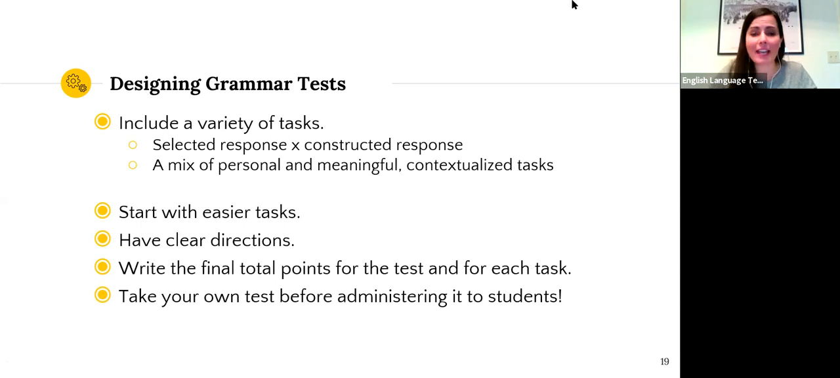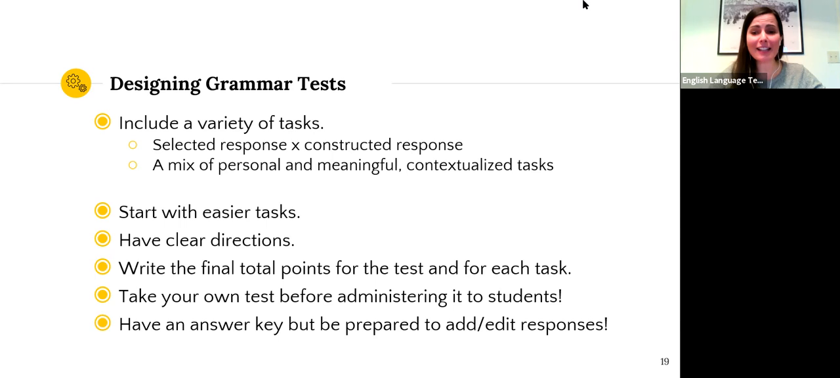And I always take my own test before administering it to students. I don't do that all the time with other types of tests, but with grammar tests, I always do, because there's always something that I missed. And even so, there's always that student that will give me an answer that I'm like, oh gosh, I did not think of this answer. This answer is also possible here. And so I am always prepared to edit my own answer key based on what this student, and there's always one that will come up with a different response, like, oh, this tense works here too. Right, this could also be used. It would mean something a little bit different, but it works in this case.